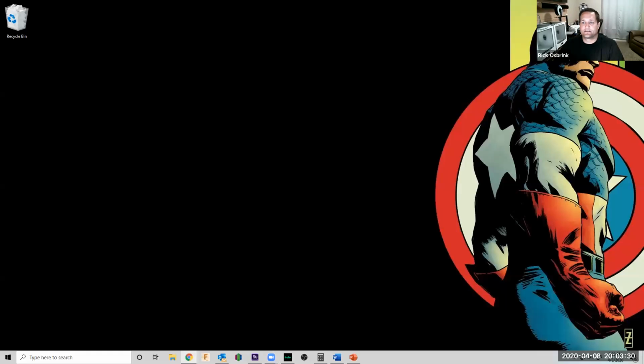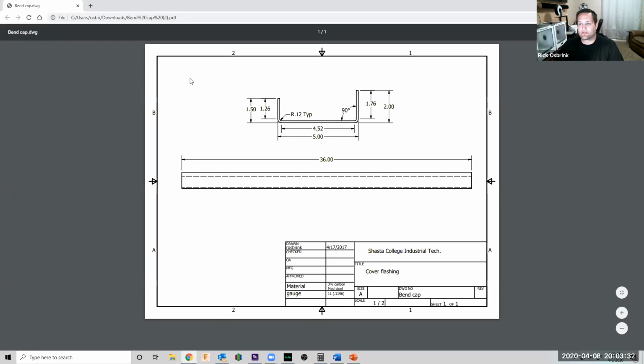So we're going to talk real quick about the assignment that we're going to be doing, which is bend calculations for a particular part. One thing I wanted to discuss with you: we've talked about doing the actual bend deduction calculations, but how do we apply those calculations?